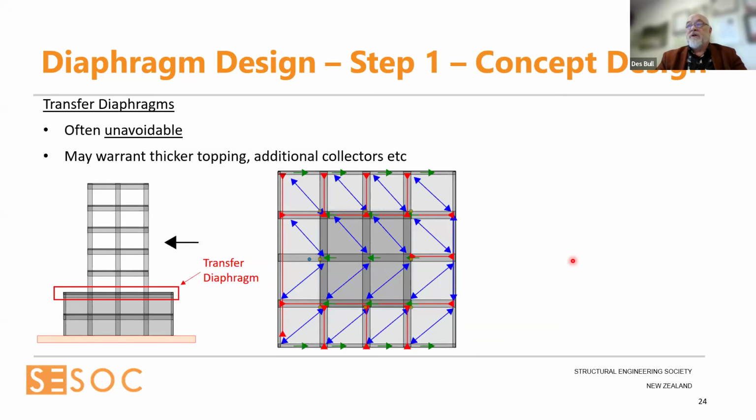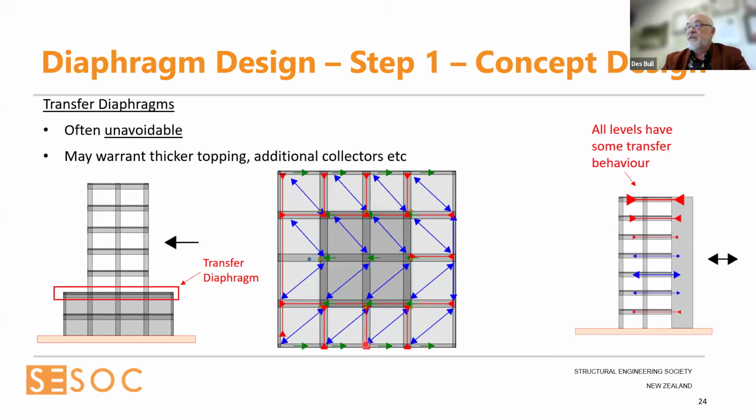Thinking about the transfer diaphragms, in this situation, it's a podium roof, and what we have here is the tower is leaning on the floor plate, which is now leaning on the perimeter frames. So the green arrows are the forces coming out of both frame systems, perimeter and the tower, and as you can see, the blue is the compression struts, and the reds are the tension ties.